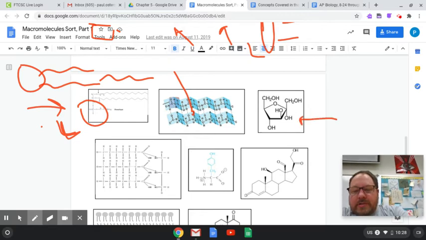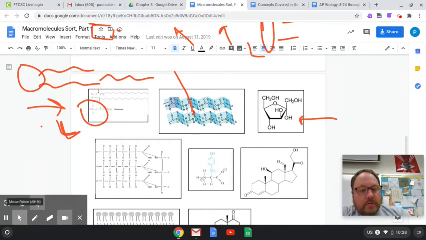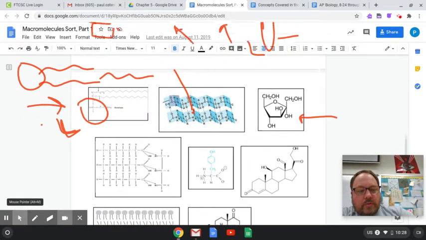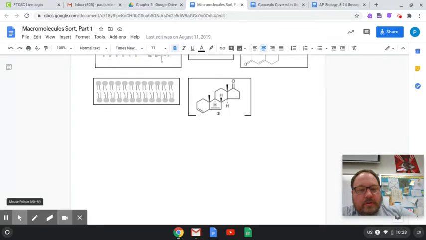Okay, this image, if we look at it, you've got the rings. It's CHO. There's a lot of O. We're looking at a carb. That's a monosaccharide. Okay, what do we got here?